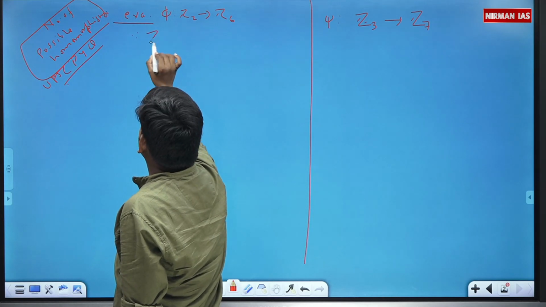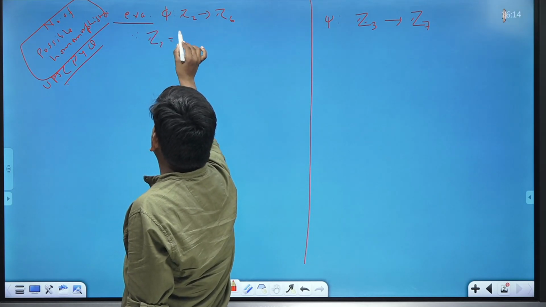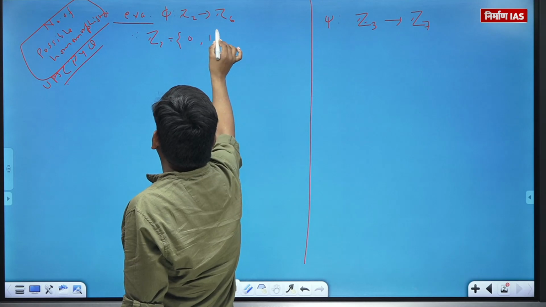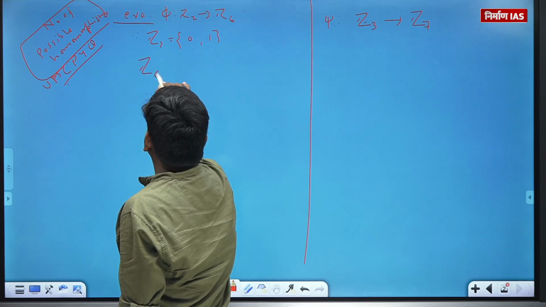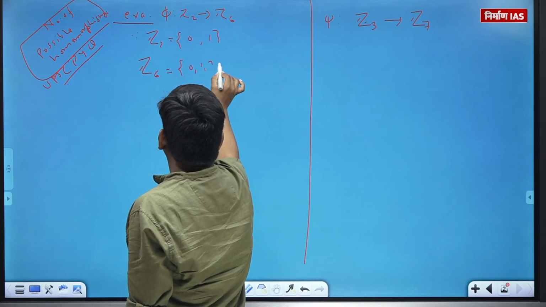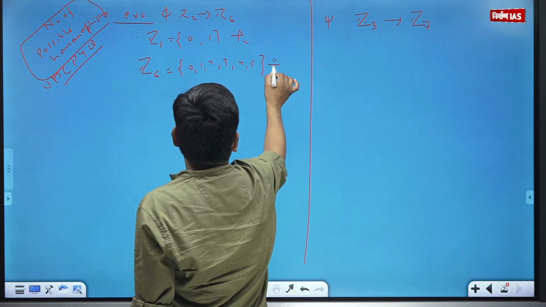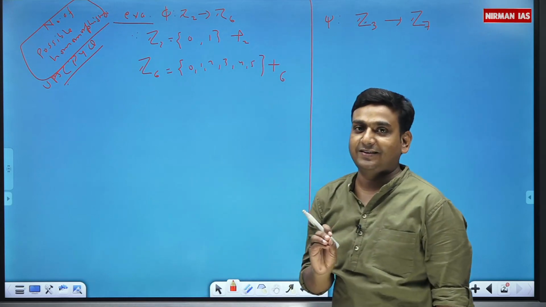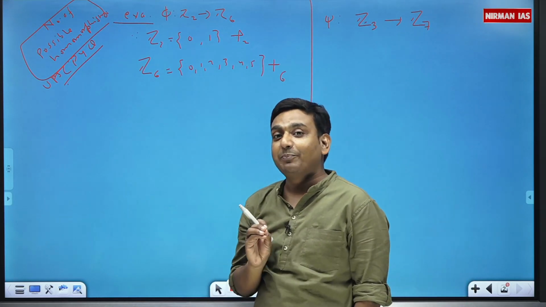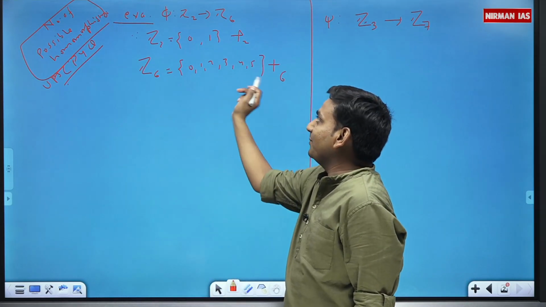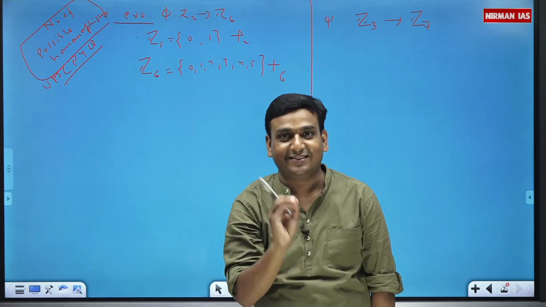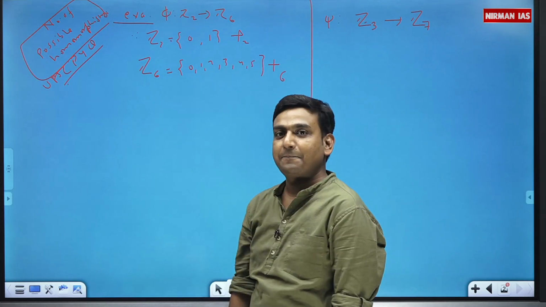So our target was Z2 to Z6. Z2 is addition modulo 2, so elements will be like this, and for Z6 elements will be like this. Here addition modulo 2, here addition modulo 6. Don't repeat the mistake. These are not numbers, these are classes. Is that clear? Chalo.